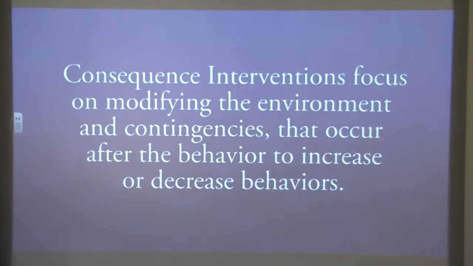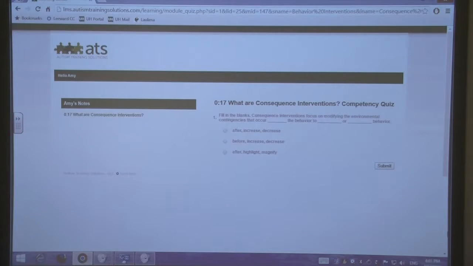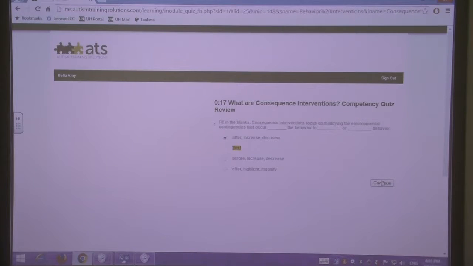Consequence interventions focus on modifying the environment and contingencies that occur after the behavior to increase or decrease behaviors. Consequence interventions focus on modifying the environmental contingencies that occur blank the behavior to blank or blank the behavior. So they modify the environmental contingencies that occur after the behavior that increase or decrease a behavior. Good job.